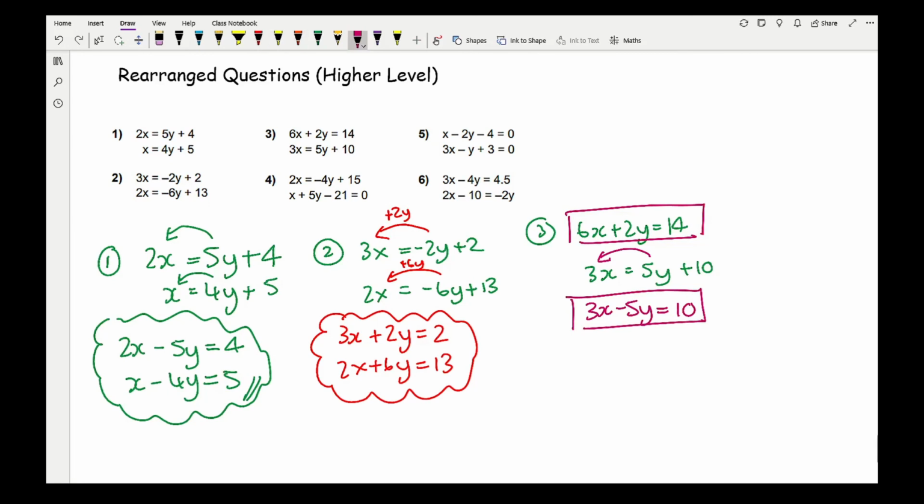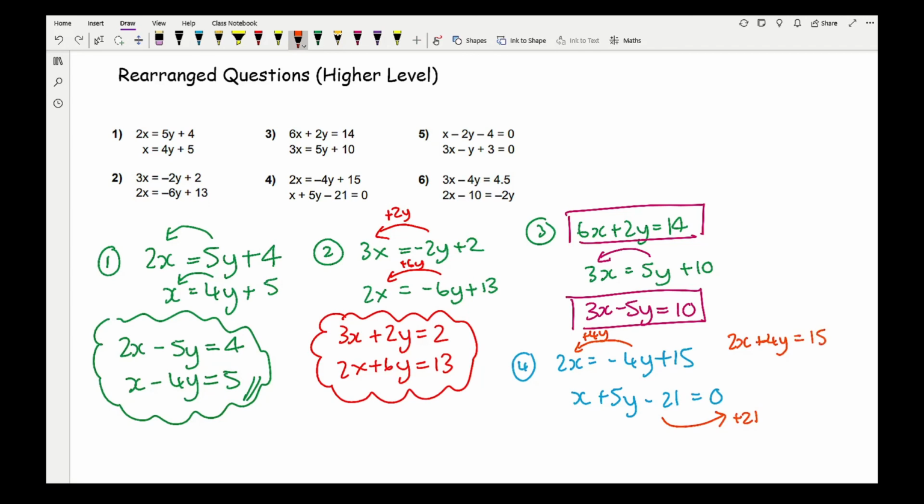With question 4, what we've got is 2x equals minus 4y plus 15, and on the bottom I've got x plus 5y minus 21 equals 0. So again, try and get letters on one side. For this one I need to add 4y, and for this one I need to take the 21 over to this side to add 21. So how this will then be written is 2x plus 4y equals 15 and x plus 5y equals 21.